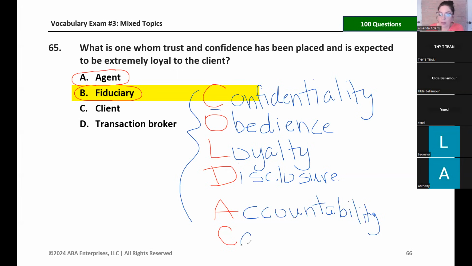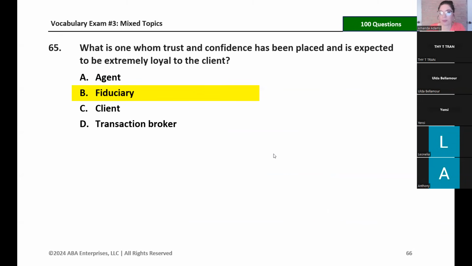C is for care. We have to exercise reasonable skill and care. We have to take care of them. Okay. Very good. Good job, guys. Those are your fiduciary responsibilities to your client. Excellent work.